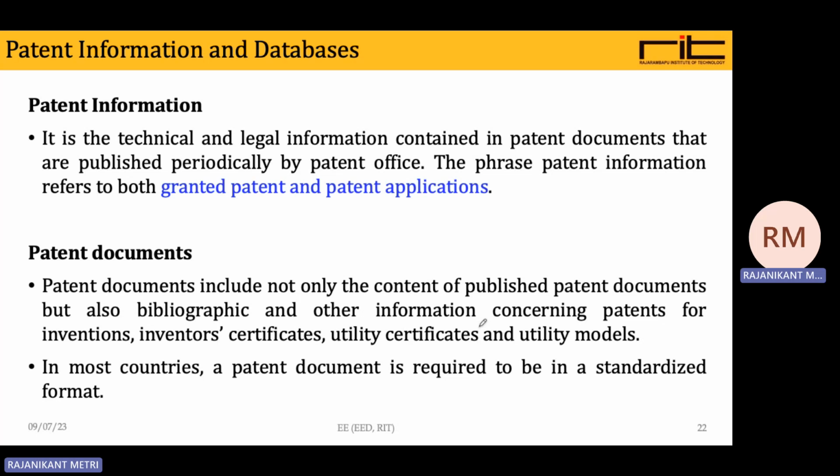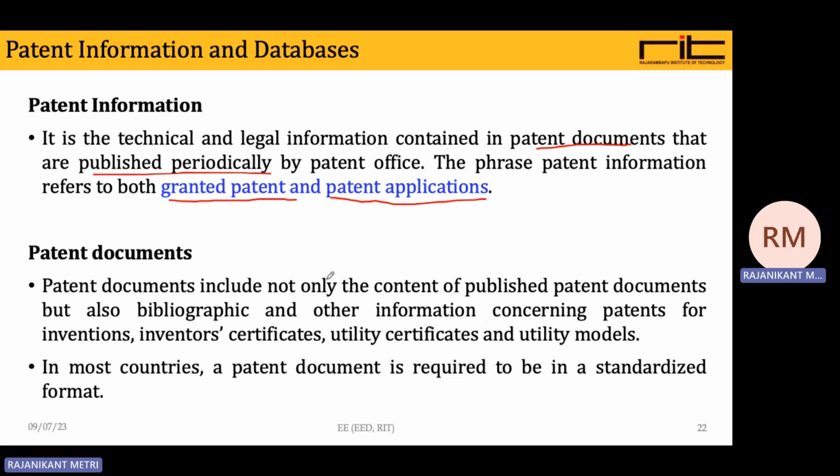Now, after this, the last point is patent information and database. Patent information is the technical and legal information contained in patent documents that are published periodically by the patent office. The phrase patent information refers to both granted patents as well as patent applications. So it does not mean only granted patents, it is applicable to both granted patents as well as patent applications.